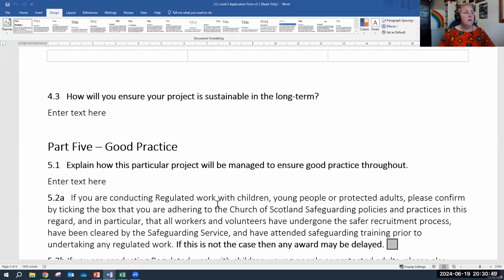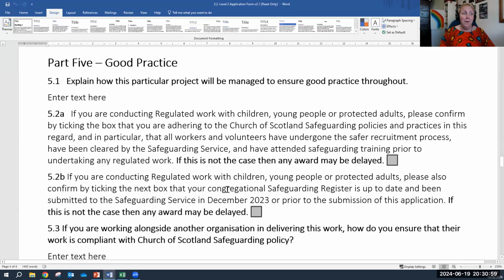5.2, again, safeguarding, as we looked at with level 1. We need to know that you are going to comply with the Church of Scotland safeguarding policies and practices, that you've read them, that you know about them, that safeguarding training is provided, that your register is up to date, and that your register has been submitted to the safeguarding service. If you're working alongside other organisations, then we need to know that they are also compliant with the Church of Scotland safeguarding policy.